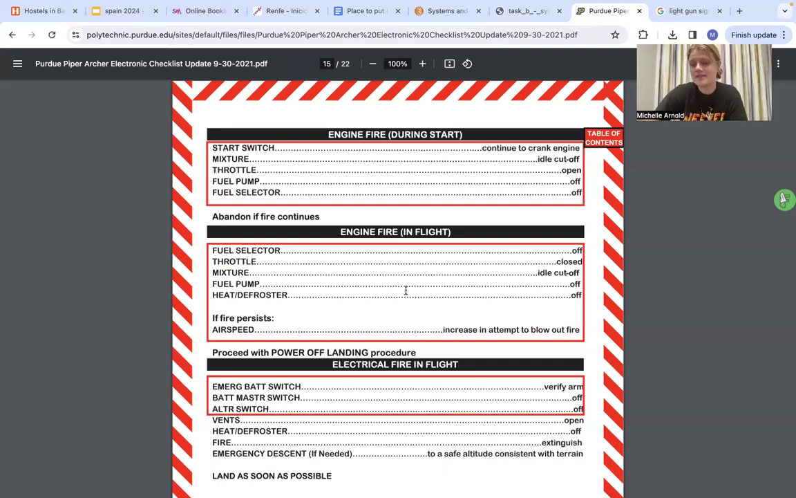And then if this does not cut off the fire, then you're going to want to try to blow it out with your airspeed. So you're going to start an emergency descent. That is another maneuver that we will learn while getting your license. You will just pitch down and start a turn and do an emergency descent. If this doesn't blow out the fire, you want to land as soon as possible.